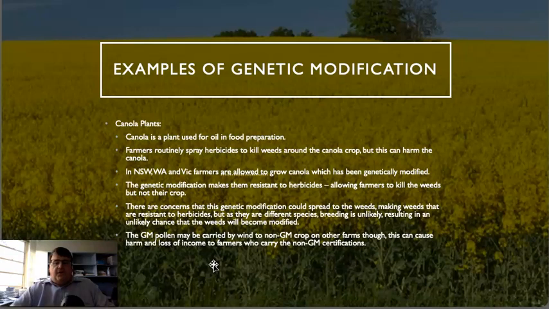In terms of will it cross into other weeds and make herbicide-resistant weeds? Not very likely at all. So genetically modified canola is one that's quite safe.